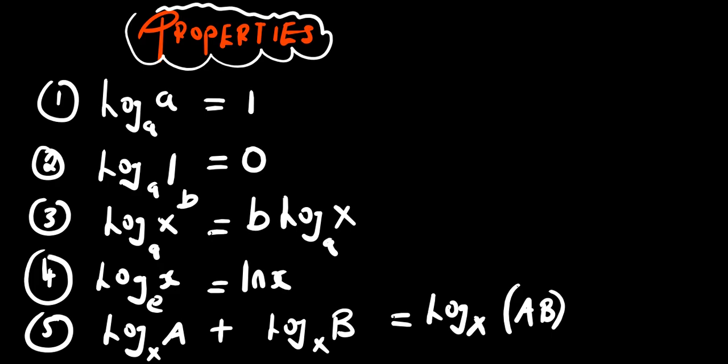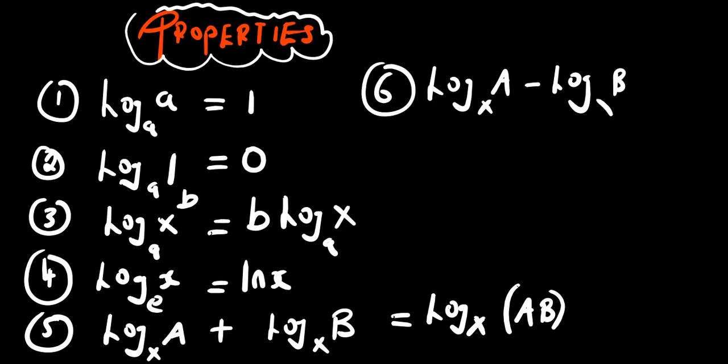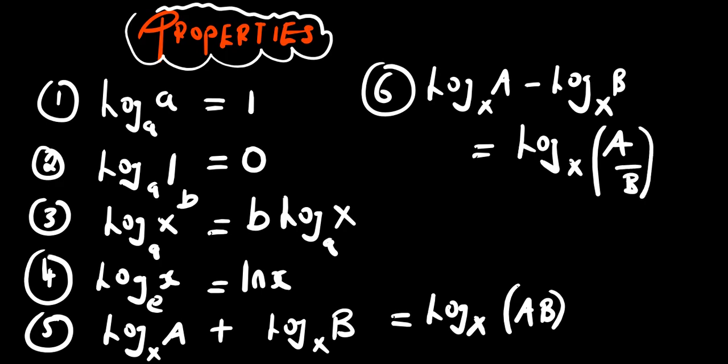Then another rule that you are supposed to know, allow me to write it here. Rule number 6 is about if you've got a log, let's say the base is x, the log of a minus the log of b, they have the same base of x. So what you are going to have in this scenario is log of x. Then since they were subtracting, you're going to divide them. Okay, so a over b, always start with the one that comes first. So this is very important for you to know.